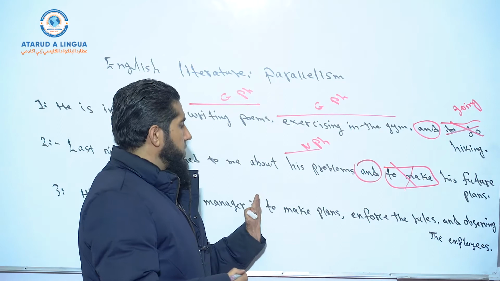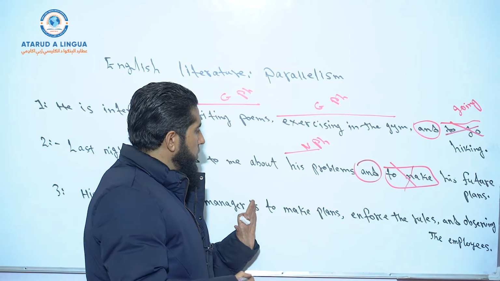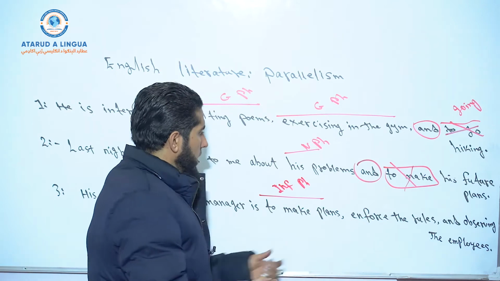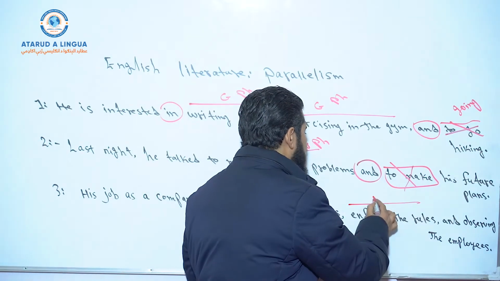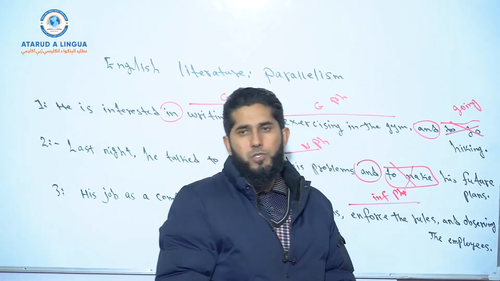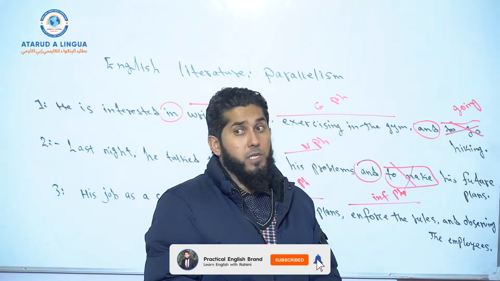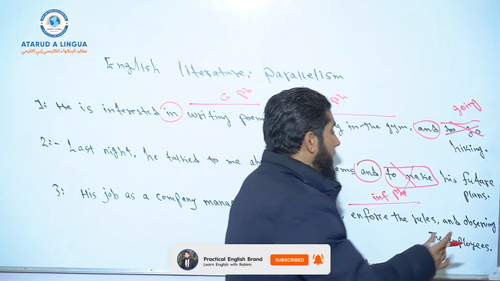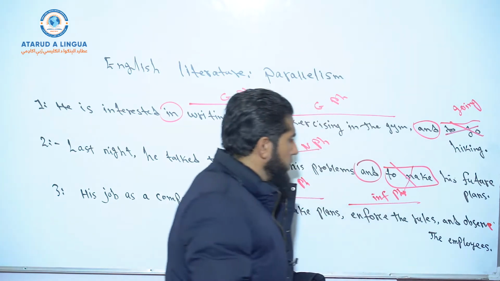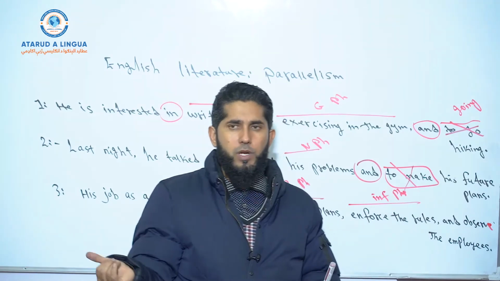So now the list starts over here. The list of items starts over here. So, to make plans, infinitive phrase. Enforce the rules, again, infinitive phrase. And observing the employees is a gerund phrase, and it doesn't go with a list of infinitive phrases. So just remove -ing and add "to" over here: to observe the employees. Now it's correct. According to parallelism, now it is correct.